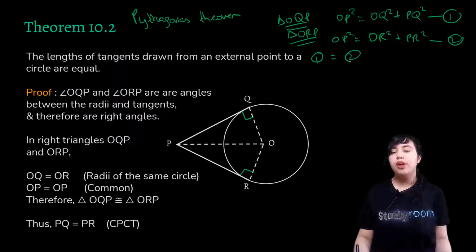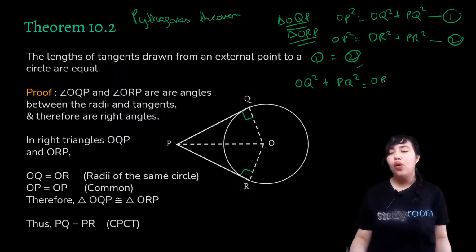Equate the two equations because both of them have the same LHS, which is OP square. So you get OQ square plus PQ square, that is the RHS of the first equation, equal to OR square plus PR square, the RHS of the second equation. Now further we saw that OQ and OR are equal because they are radii of the circle. So OQ square and OR square can get cancelled like this. So we get PQ square is equal to PR square. Now if you take square root on both sides, you get PQ equal to PR.